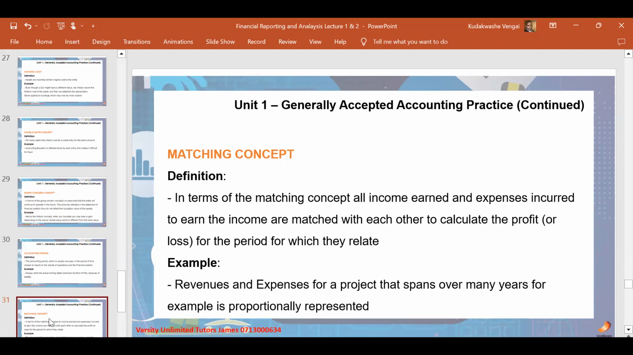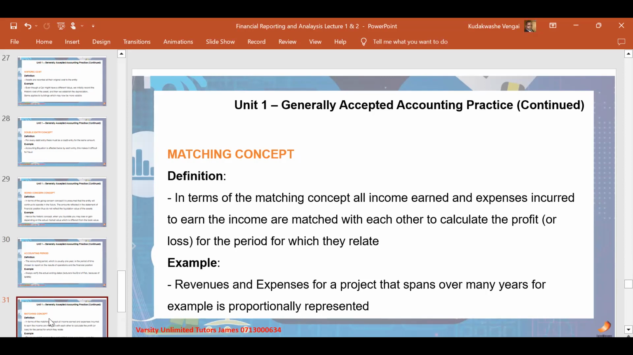Matching concept was saying that the income that has been earned in a particular year should be matched to the expenses attributable to that income. So for example, if you're doing a project, let's say that you are a construction company, and you've been given a tender to build a road, and your tender is, let's say, worth 10 million rand, and you're going to do your tender in 3 years. That's an assumption.